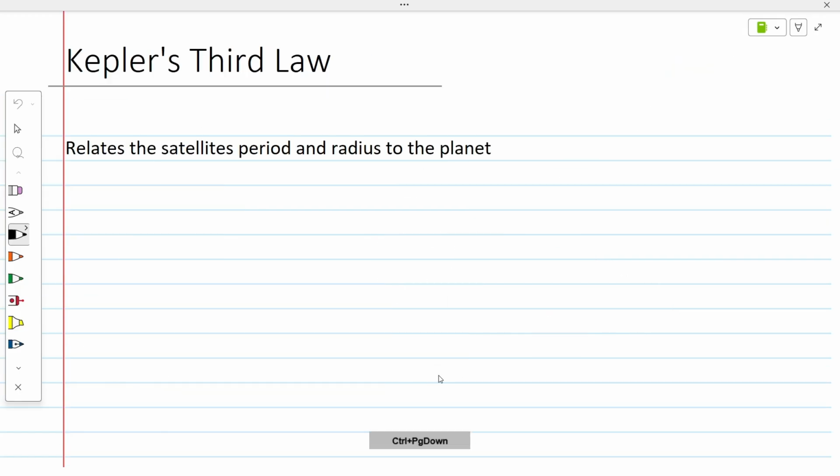Alright, lastly, let's talk about Kepler's third law. Kepler's third law relates the satellite's period and the radius of its orbit around the planet. We kind of just used that a little bit with period and velocity, but now we'll talk about the period and radius. I'm going to derive this equation so that you understand where it comes from. We have the velocity of the satellite, the tangential velocity, and we have two different equations that we could use.